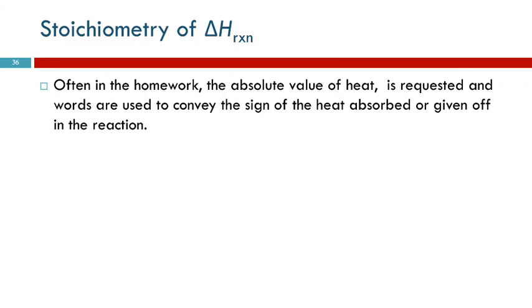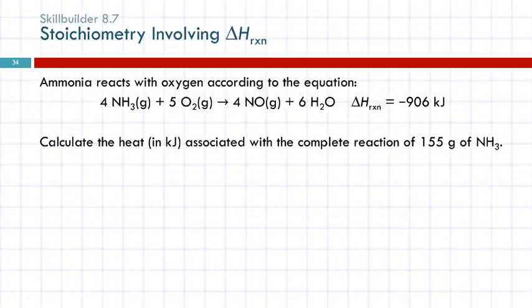So in the homework, the absolute value of heat is often requested, and words are used to convey the sign. So I'm just giving you a heads up about Mastering Chemistry. In this question, it says calculate the heat associated. Does that tell us a direction? That it's coming out or going in? No, it doesn't. If the words don't give direction, then you have to include the sign.